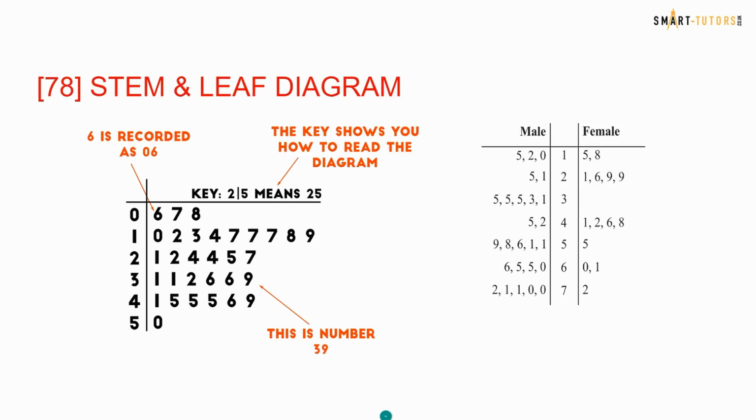Male and female. This is called a back-to-back stem and leaf diagram. So in a back-to-back stem and leaf diagram, 1 with 5 and 8, 1 with 0 to 5. So 1 with 5 is 15, 1 with 8 is 18, 1 with 0 is 10, 1 with 2 is 12, and 1 with 5 is 15. And 2 with 1 is 21, 2 with 1 is 21, this is 25 and 26, right?